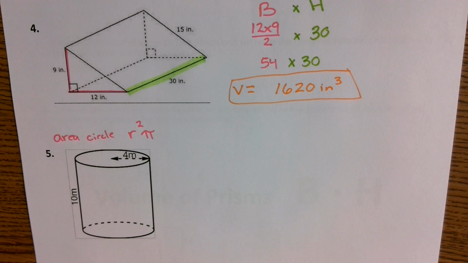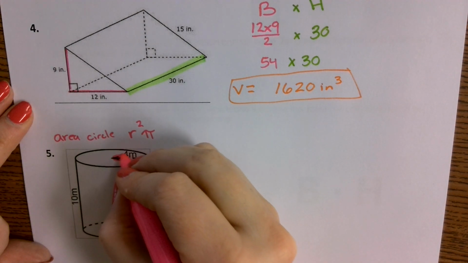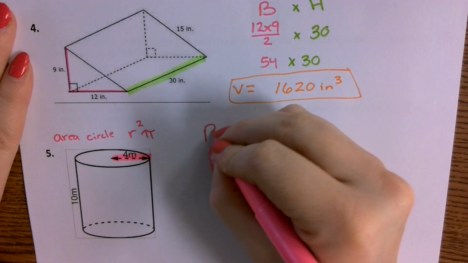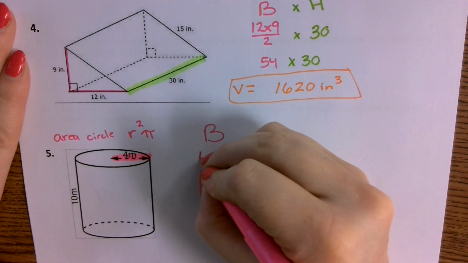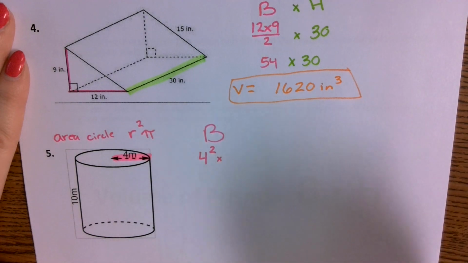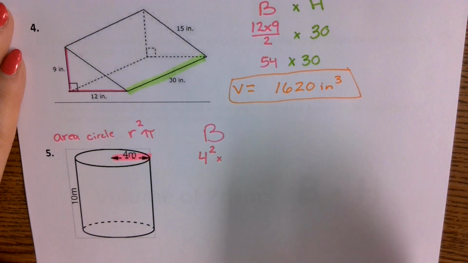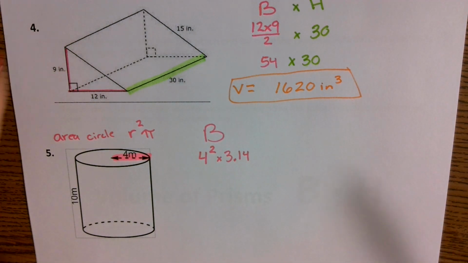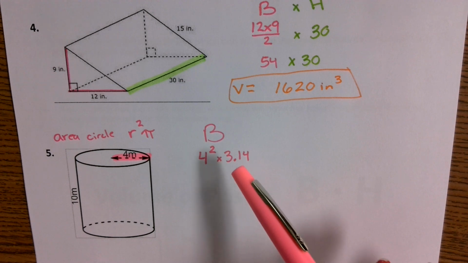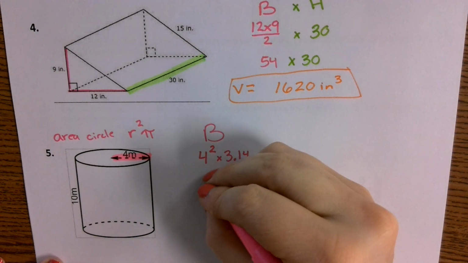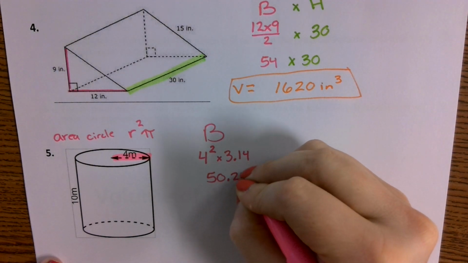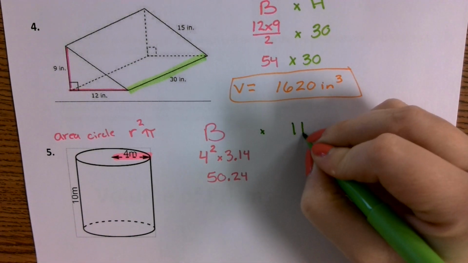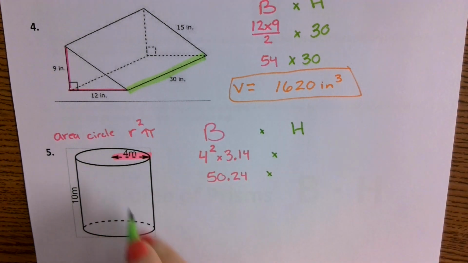In this case, for problem 5, we do have the radius. The radius was 4. So we can find the area by doing 4 squared and multiplying it by pi. What is pi again? 3.14. Make sure you're copying this down. We're going to do 4 squared times 3.14. That's going to give us 50.24.